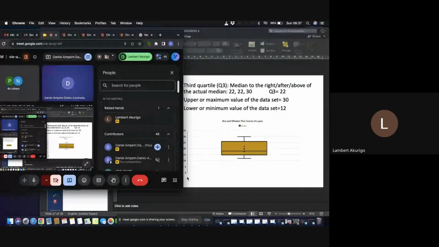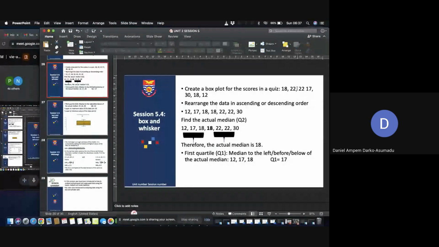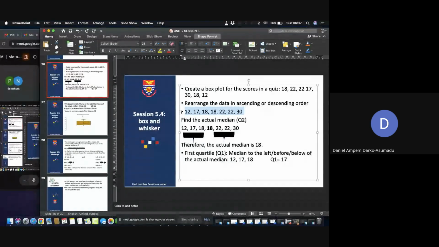It depends on the values I've given to you. You see the values I gave you, from 12 to 30. So you have to draw the scale that will capture these values. If I give you values starting from 40 going up, and you draw a scale that will not reach there, how could you draw the box? So you have to draw a scale that may capture the values you've been given.